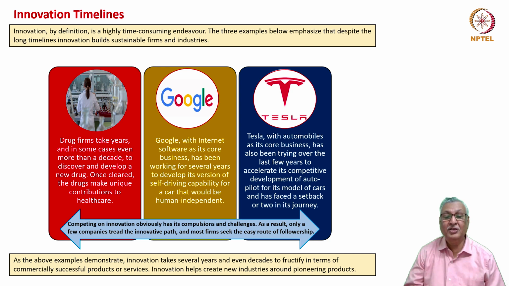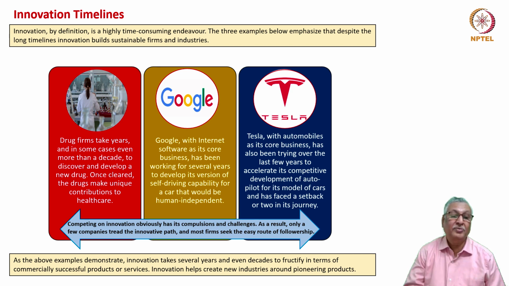Google, with internet software as its core business, has been working for several years to develop its version of self-driving capability for a car that would be human independent. We are yet to see the Google autonomous car coming into the market. It has taken years. Tesla, with automobiles as its core business, has also been trying over the last few years to accelerate its competitive development of autopilot for the models of cars that it has. But it has still faced a setback or two, and autonomous cars from Tesla are not as commonplace as electric cars from Tesla. Competing on innovation, therefore, has its compulsions as well as challenges.